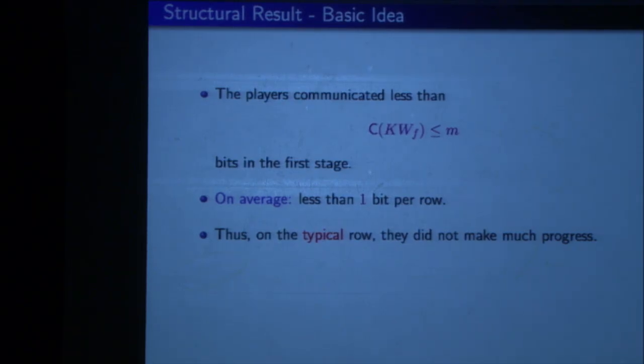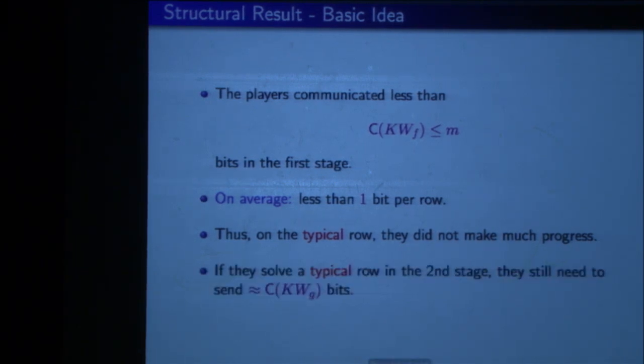So I would like to argue that on a typical row, they didn't make much progress because they only communicated 1 bit on the typical row, or O of 1. On the typical row, by Markov, they spent O of 1 bits. So they didn't make much progress. And therefore, on a typical row, they have to talk the communication complexity of G.